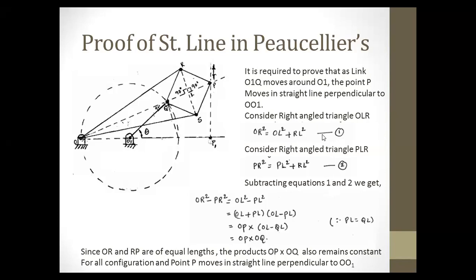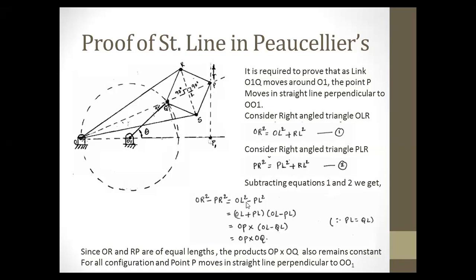Next we'll consider another right angle triangle, the smaller triangle PLR. Here PR square is equal to PL square plus RL square. This is the second equation. Now subtract equation 2 from equation 1: OR square minus PR square is equal to OL square plus RL square minus PL square minus RL square. So RL square gets cancelled.